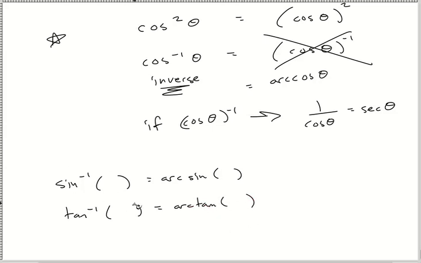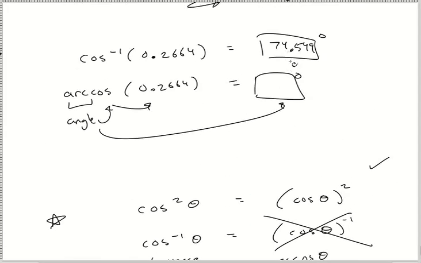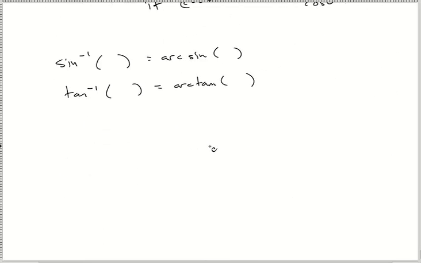Okay, so sine, arc sine, tangent, arc tangent, same kind of stuff. Okay, we got our answer, right? Yeah, 74. Okay, we're good. Moving on.